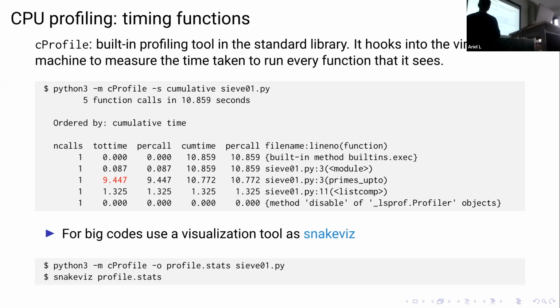So we see here that from the 10 seconds, or almost 11, 9.5 were spent in the primes up to function. It's the only function that we wrote. Then the other significant part is in the list comprehension. So that's creating the reduced list to be returned to the main.